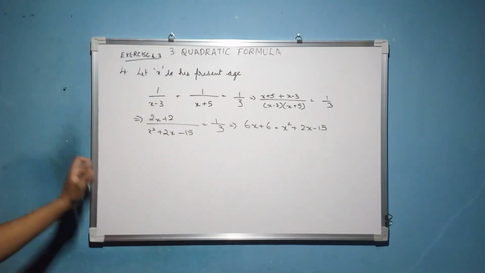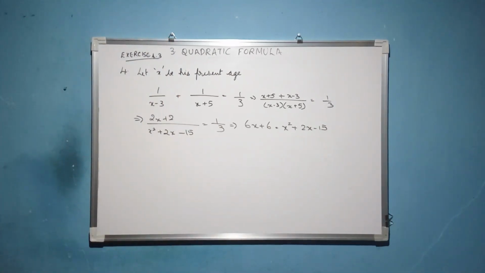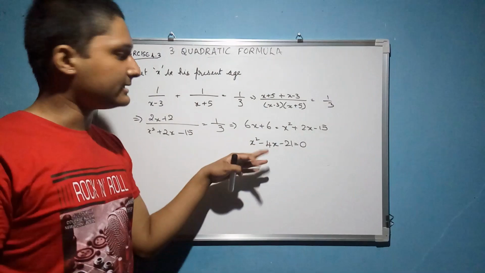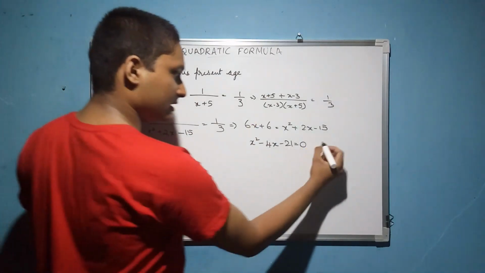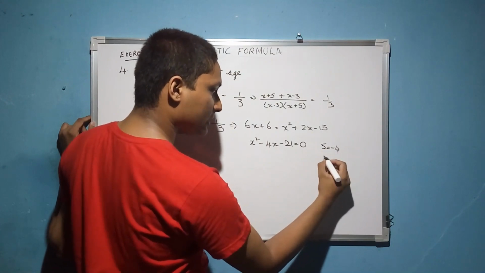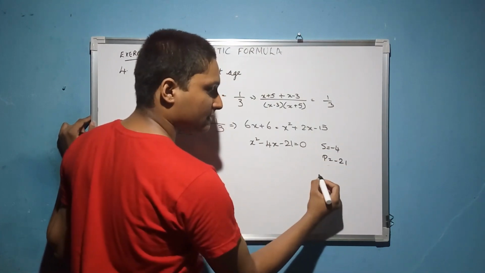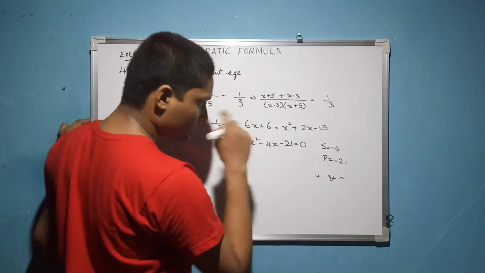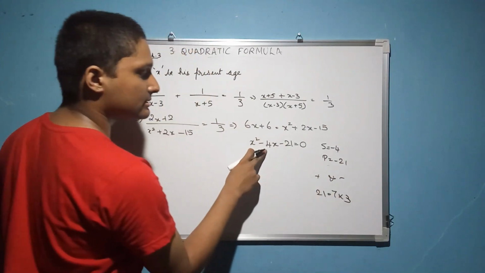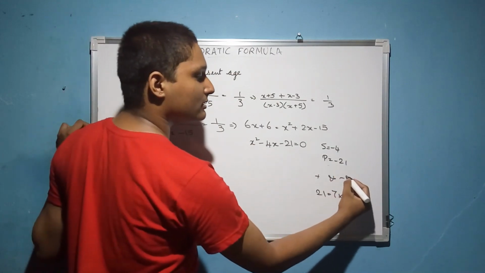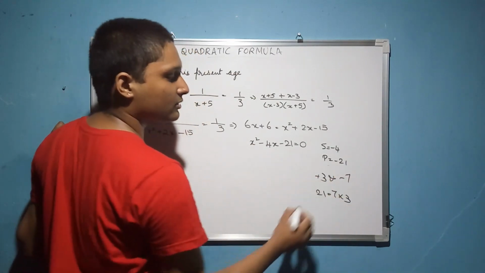Okay, next I'll simplify this. So after simplification, you can find that this equation is going to be like this form. So I'm going to use the factorization method here also. The sum is minus 4 and the product is minus 21. Therefore, 1 is positive and 1 is negative. So by the prime factorization of 21, I can tell it is 7 into 3. Since the sum is going to be negative, I'll put negative sign for 7 and positive sign for 3.